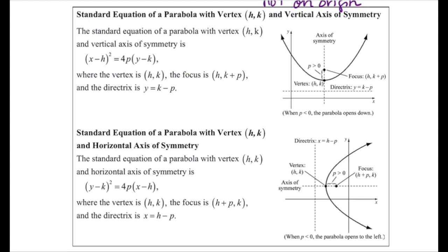Similarly, if we're going to have a parabola that opens right or left, we'll have our same vertex at (h, k), except our y and our x values are interchanged when we're looking for them. So keep these formulas handy. We'll utilize them on the next example here.